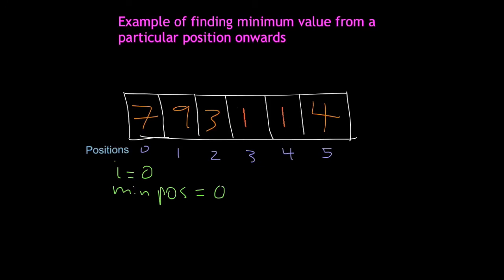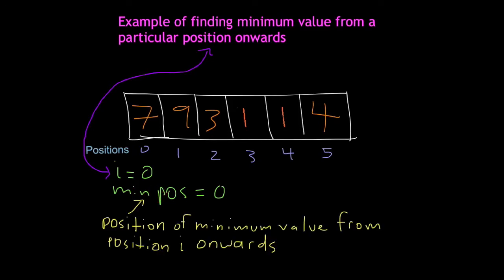So real fast, we're just going to go through an example of finding the minimum value from a particular position onwards. Here we're finding the minimum value from position I onwards. And we're going to store a variable here that will keep track of the position of the minimum value that we've seen so far. We're going to call that min-pos, and initially we're going to set it to 0. So first we're going to compare the value at position 0 to the value at min-pos. They're obviously the same, so we move on, don't change anything.